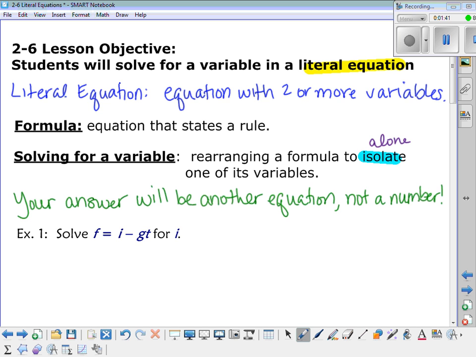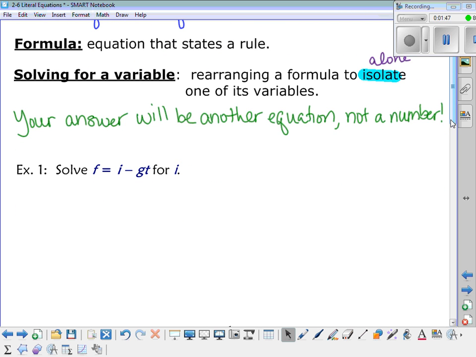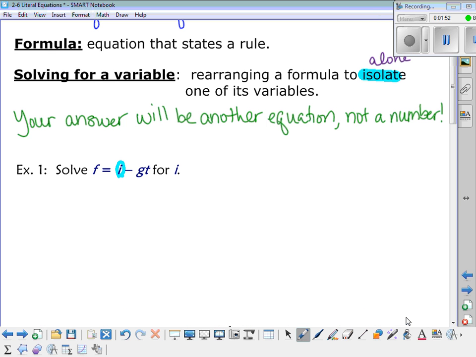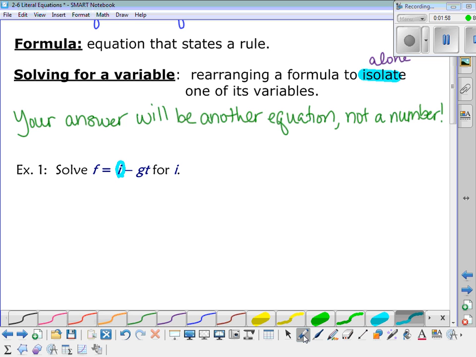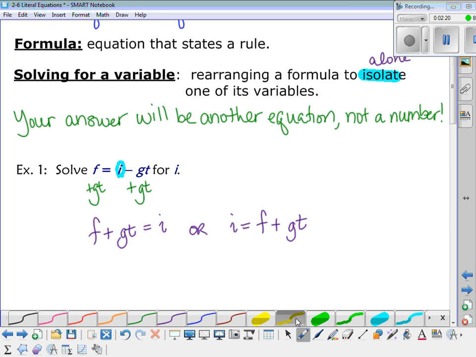Let's take a look at our first example. We're going to solve f equals I minus gt for I. What we want to isolate, what we want to get alone, is the I. Right now we are subtracting gt from I, and the opposite of subtraction is addition. So we add gt to both sides. Then I have f plus gt is equal to I. So I've gotten the I alone, and you can rearrange it the other way around if you want to: I equals f plus gt. Either one of those would be correct.